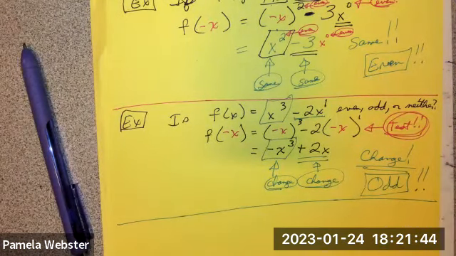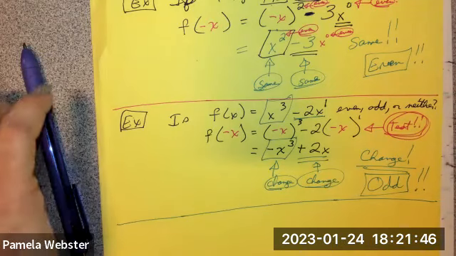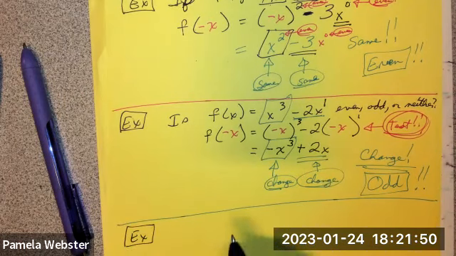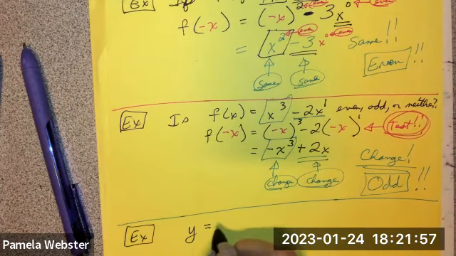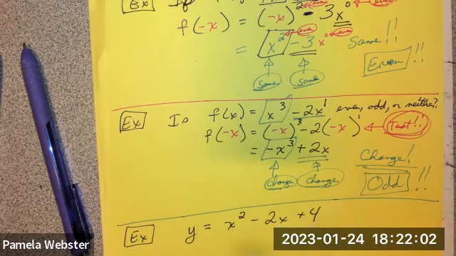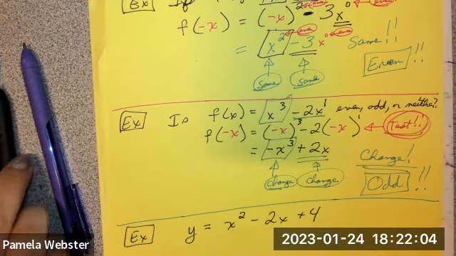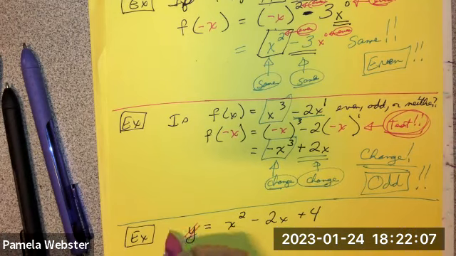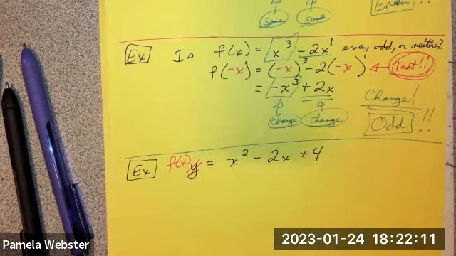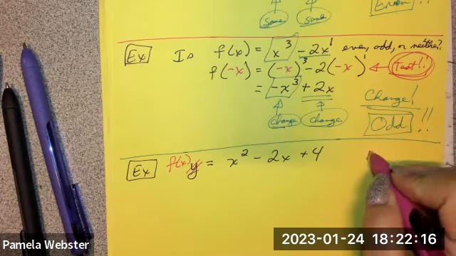Okay. So if you would like to try one more just on your own, I'm not going to do it here. Then my example for you to try, you can pause the video, whatever you want to do. That's fine. What if I had y equals x squared minus 2x plus 4? And if you're not sure, the y here is the exact same as if I had an f of x, right? The y takes the place of the f of x. You can do that and then plug in the negative x. And I'm going to tell you the answer is going to be neither.